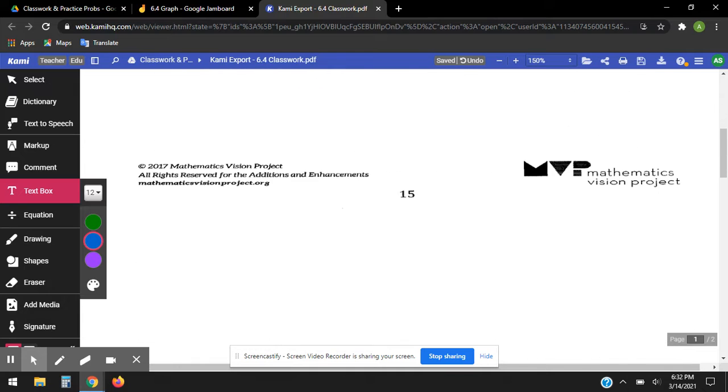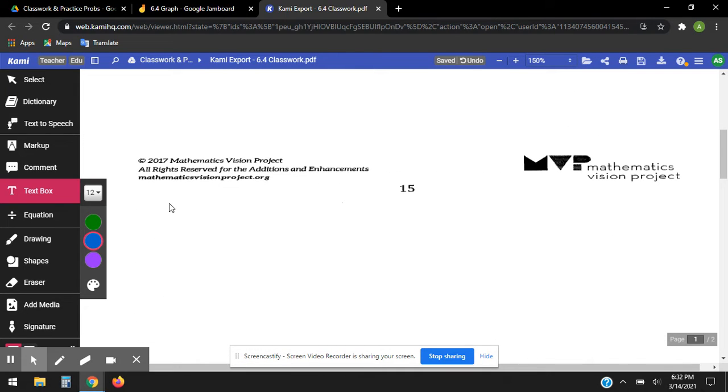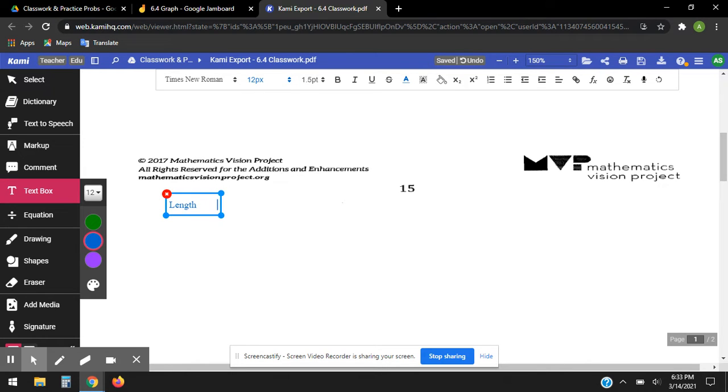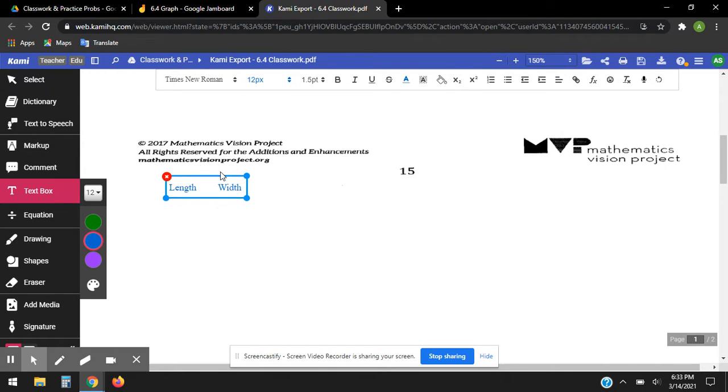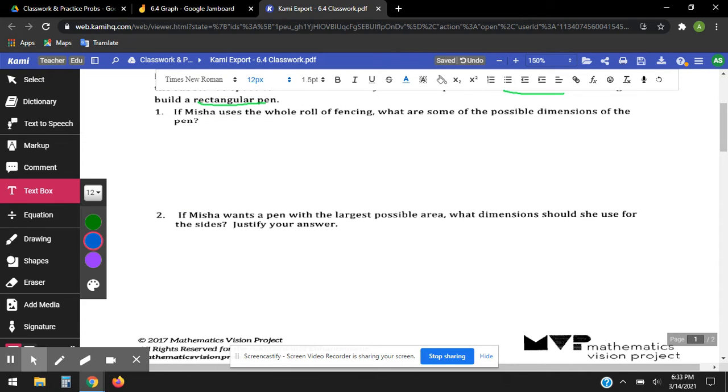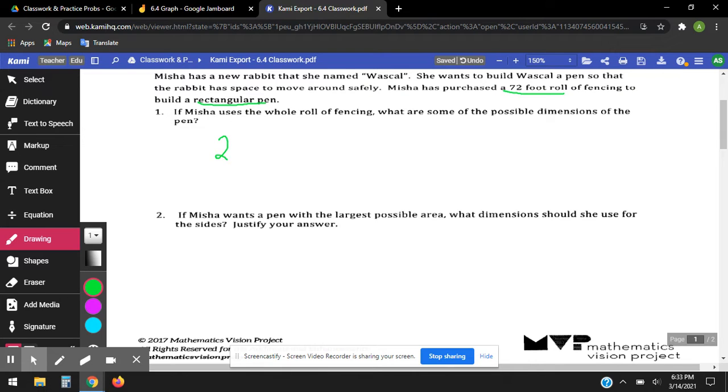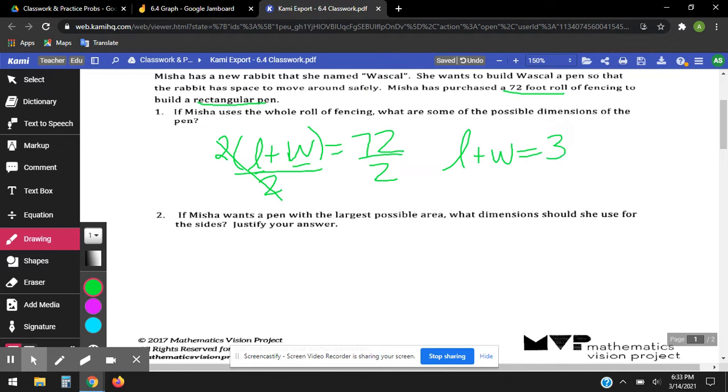I'm actually going to do these down here, so I've got a little bit more space. So we would have a length and we'd have a width, right? And so what I am going to put up here is, the formula for a perimeter is 2 times the length plus width, right? And that's got to equal 72. Well, if I want to know just a length and a width, I would have to divide by 2 to cancel that out. So length plus width would equal 36.